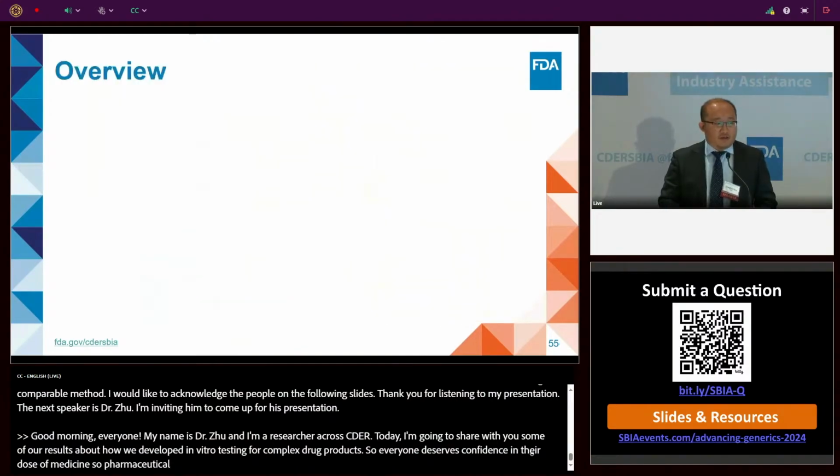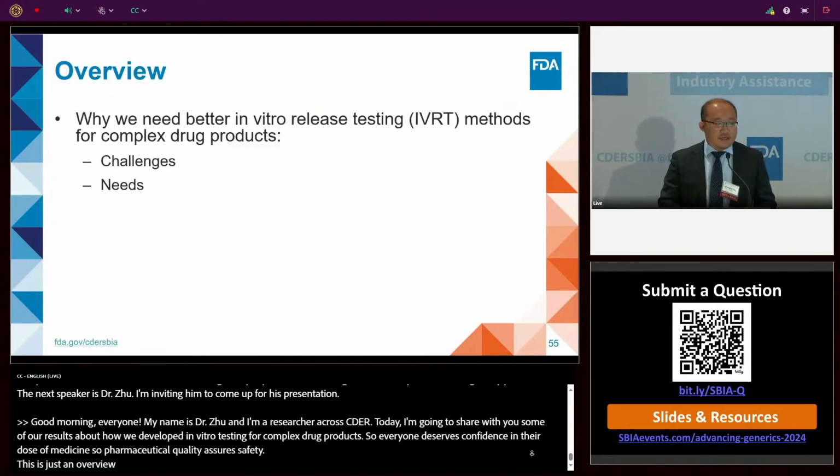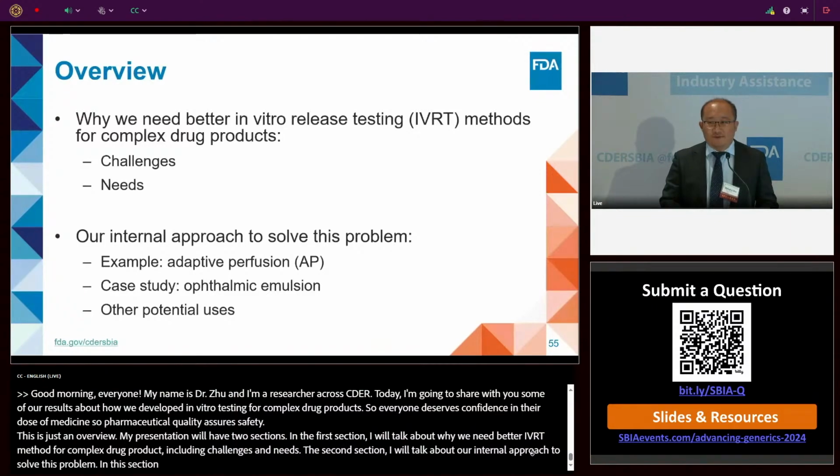So this is the overview. My presentation will have two sections. In the first section, I will talk about why we need better in vitro release testing methods for complex drug products, including challenges and needs. And in the second section, I will talk about our internal approach to solve these problems. In this section, I will use adaptive perfusion as an example, followed by a case study and some other potential uses.